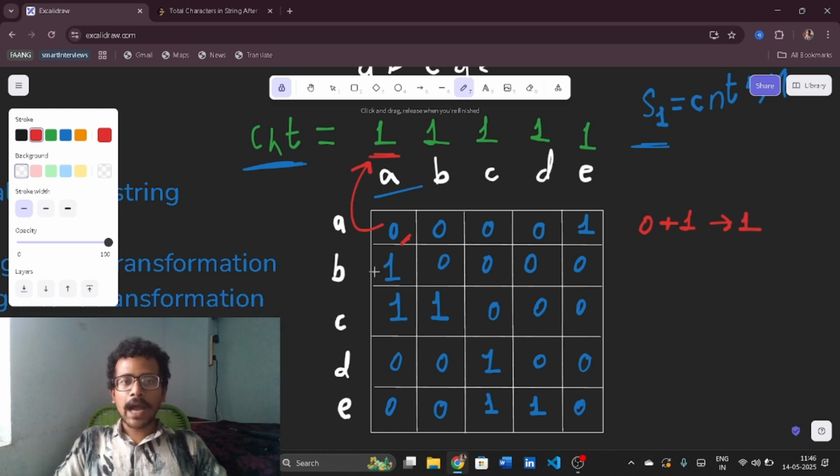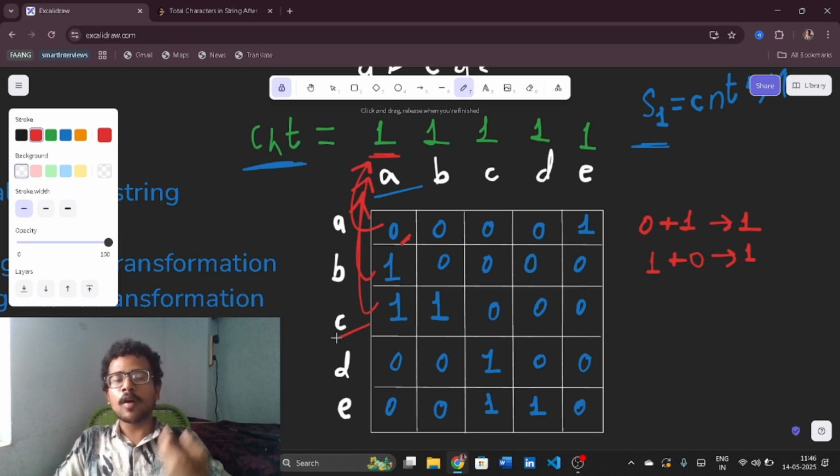Now 1 time B is coming from 1A, right? 1 into 1 will give me 1 plus, and everything is 0. So it will give me 1 here. Now 1 time C is coming from 1A. How many times I got C into how many A's are there? How many times I got C? 1. And how many times I got A is also 1. 1 into 1 is 1.